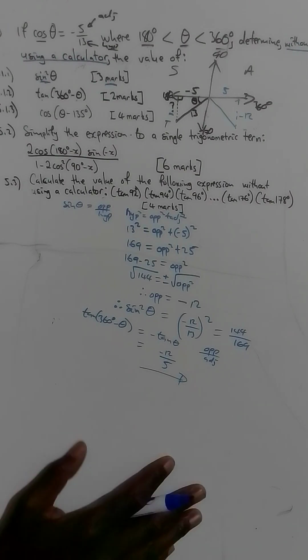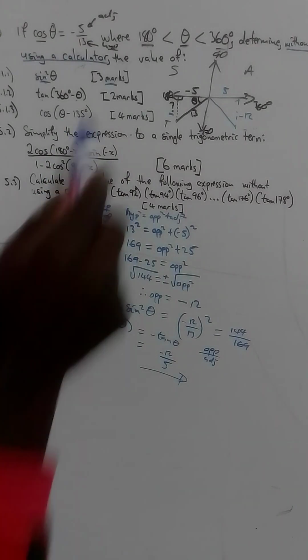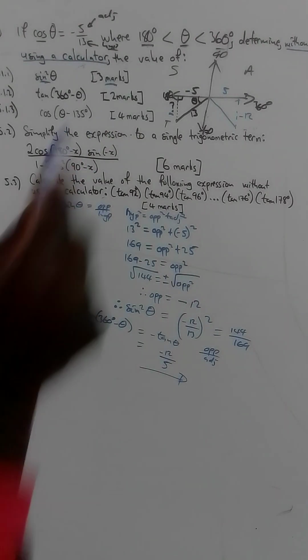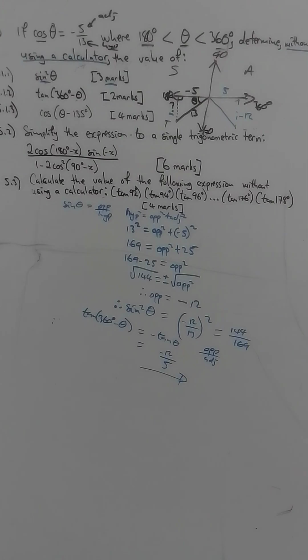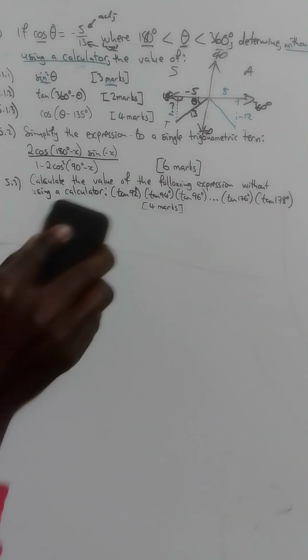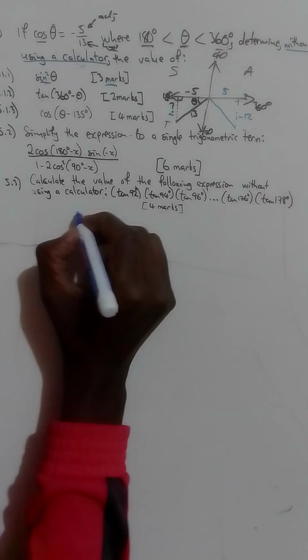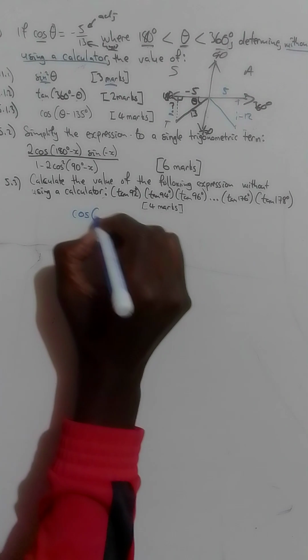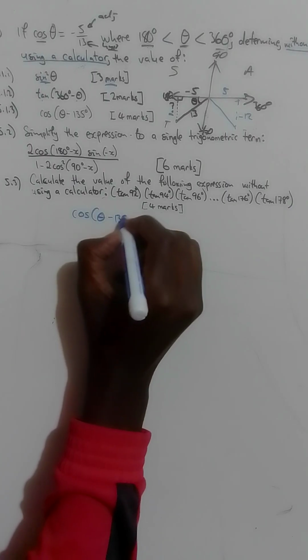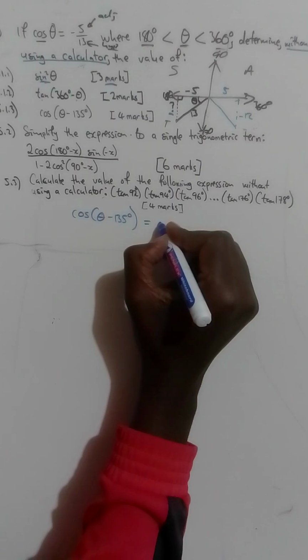All right. Now we're going to cos (theta minus 135). It has got 4 marks, right? Welcome to grade 12. Now, what are we going to do in this particular instance? The moment I get that, I now know that I'm going to say what? If I've got cos open bracket theta minus 135 degrees, I know that the first thing, it is equals to what?